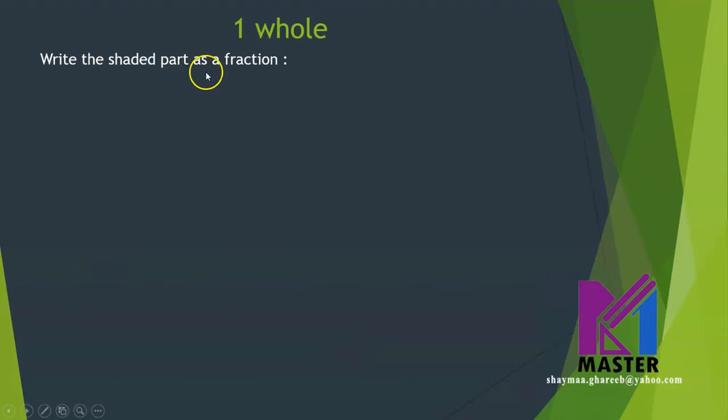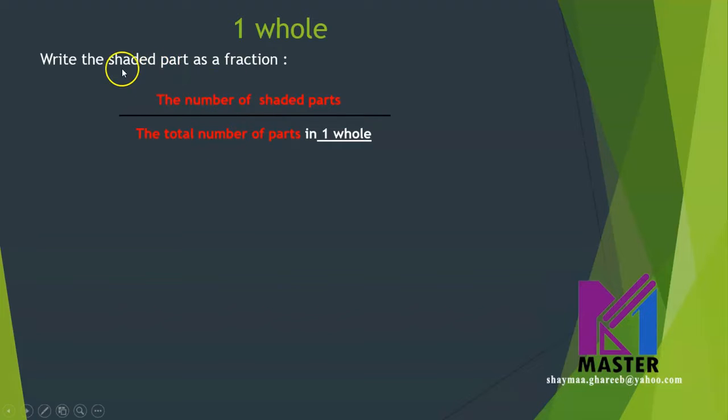Write the shaded part as a fraction. Do you remember from previous lessons how we write shaded parts as a fraction? Let's remember together. The number of shaded parts over, what do you think? The total number of parts in one whole. So to write the shaded part as a fraction, we write the number of shaded parts over the total number of parts in the whole shape.